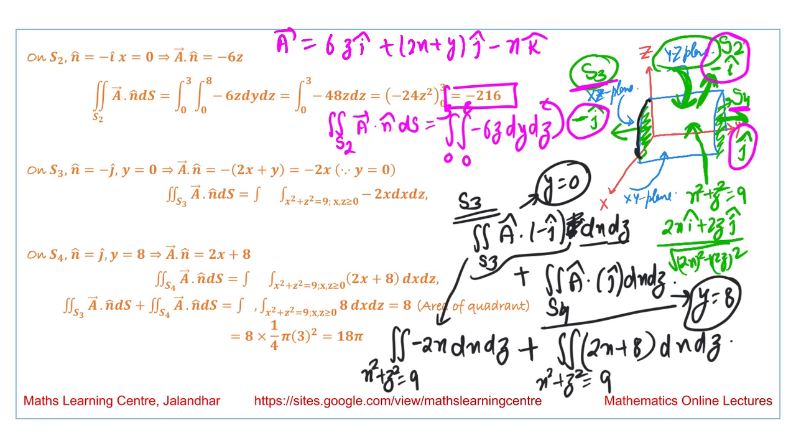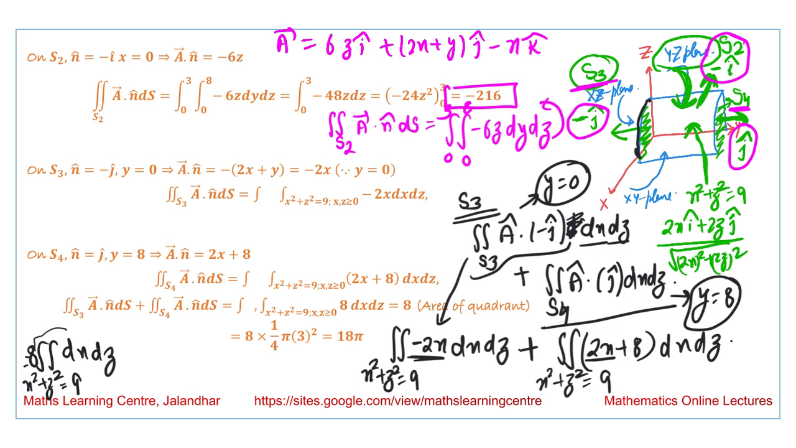Now if we add both these values, we obtain this integral, the sum of both these integrals. It is a double integral over x square plus z square is equal to 9. When we add this value, the minus 2x will become 0, and 8 will come out of this integral. We are left with this dx dz.